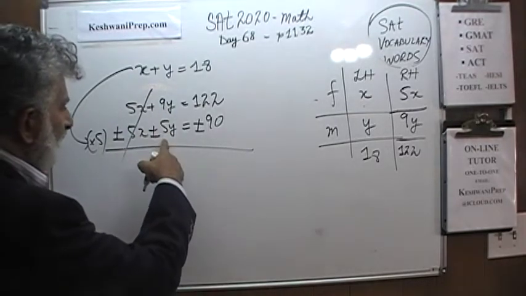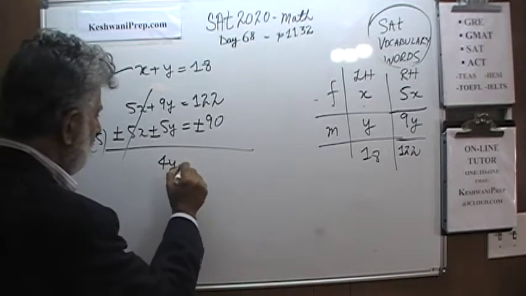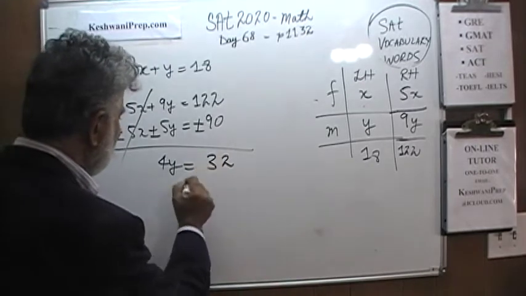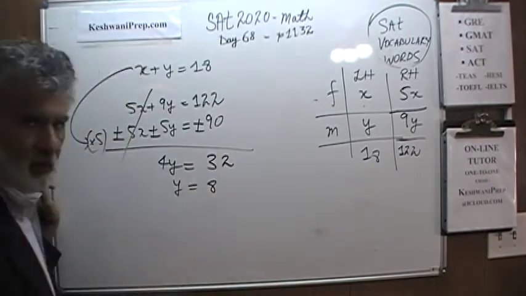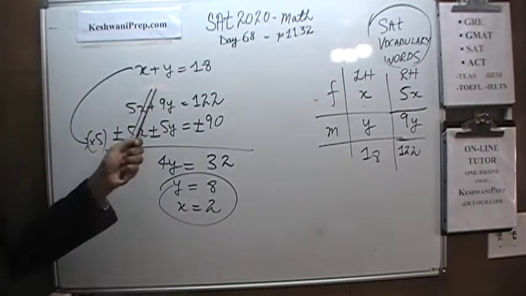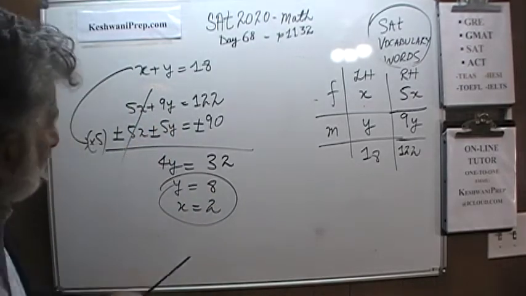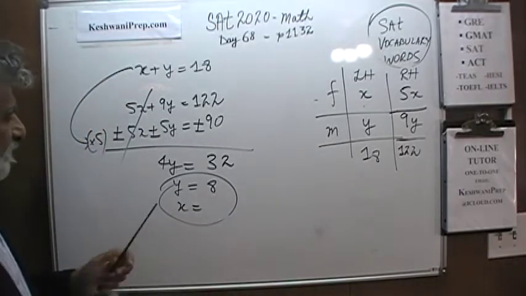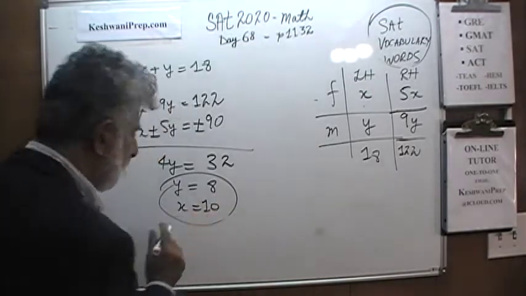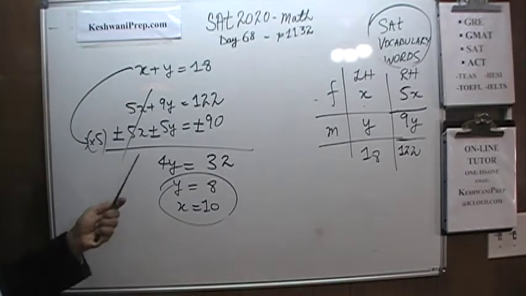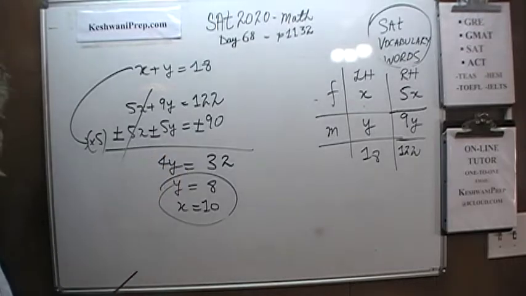9y minus 5y is going to give us 4y. And here we get 122 minus 90, which is 32. So y is equal to 8. If y is equal to 8, then x must be 10. Why? Because we know that x plus y is 18. So if y is equal to 8, then x must be 10. Very good. If we had used another equation, we could have gotten it from that one too, but that one is more complicated, more work involved. So there you go. That's what we have done.